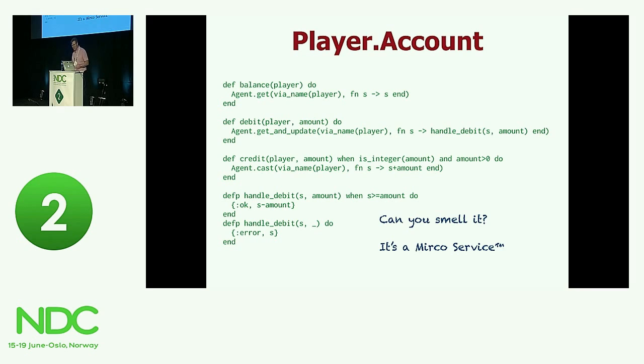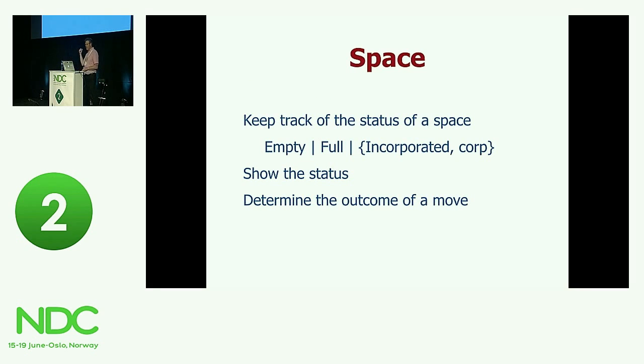Yeah. Now, on to the next thing, the space. So that keeps track of the status of a space, so that, as I told you earlier, it can be empty, a tile can have been played on it, or it's actually incorporated and part of a corporation. You also want to be able to show the status of it, and then you want to determine the outcome of a move. So if somebody asks you, if I was to place a tile on you, what would happen there? So any takers on which behavior to choose for this? GenServer? Yeah.